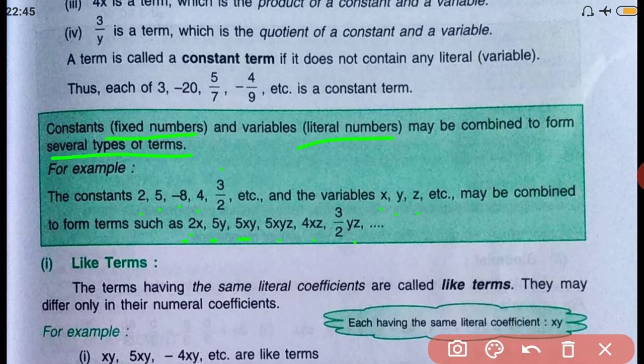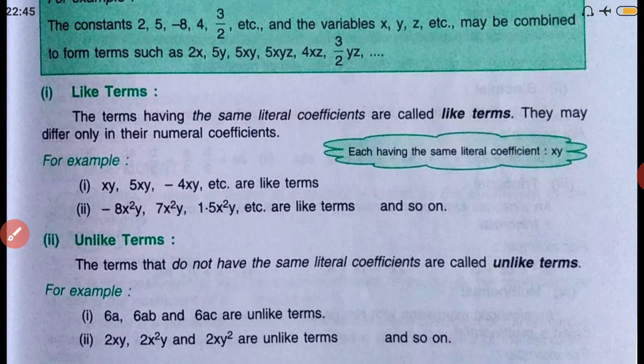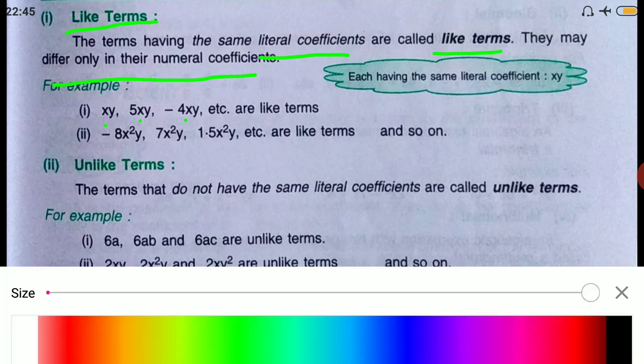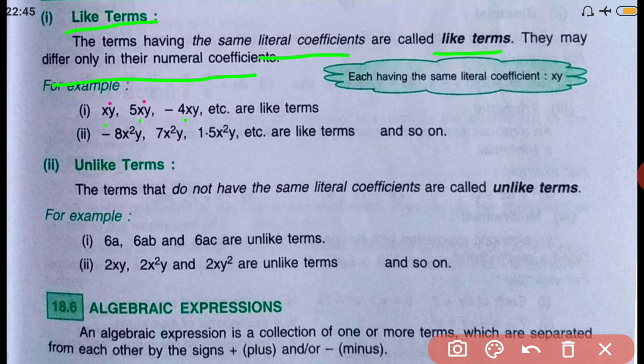Now there are two kinds of terms. Number one, we have like terms. Now what are like terms? The terms having the same literal coefficient, the same alphabet, are called like terms. They may differ only in their numerical coefficient. That means the number can be anything, but the alphabets need to be the same. For example, xy, 5xy, minus 4xy, etc., are all like terms. Why? Because all of them have xy.